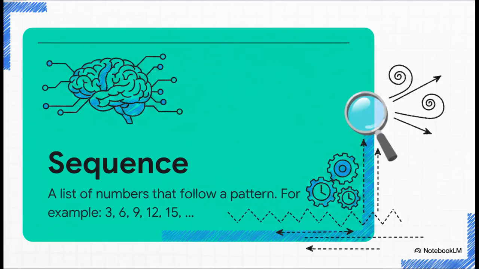All right, first things first, what is a sequence? Well, it's really just a list of numbers that follows some kind of pattern or rule. The main thing to remember is that it's not random. There's a logic behind it. Like, if you look at 3, 6, 9, 12, 15, you can feel the pattern right away, can't you?